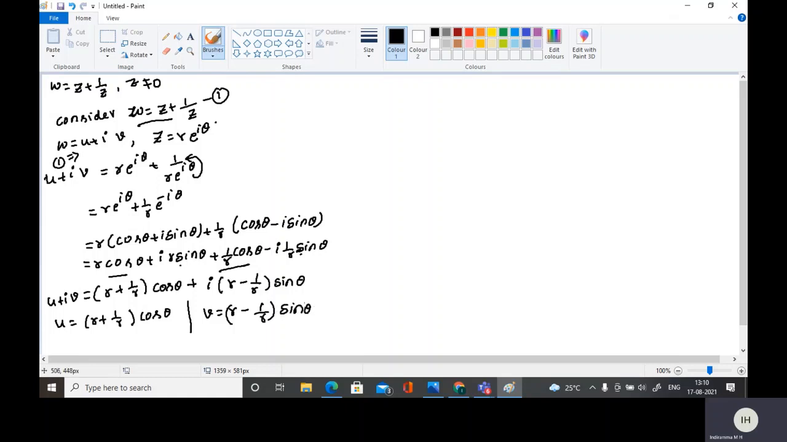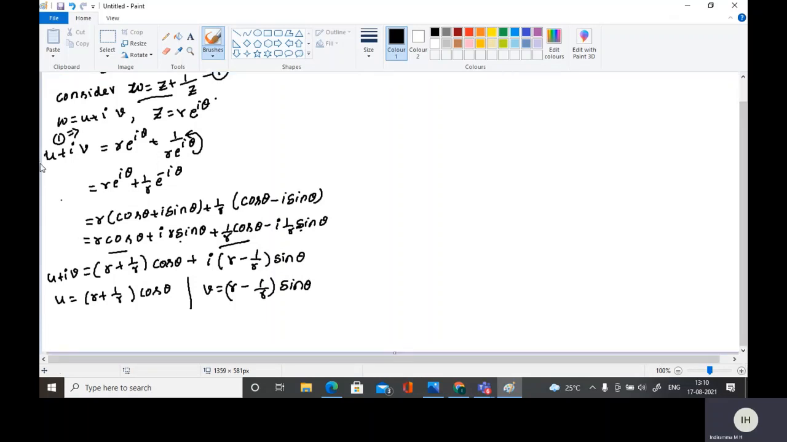So next what we have to do? We have to simplify these two equations to form new equations by eliminating r and theta. Here is how we can eliminate r and theta to form the new equations. I will call this, combiningly, equation number 2. Okay, so next, first I will eliminate theta.